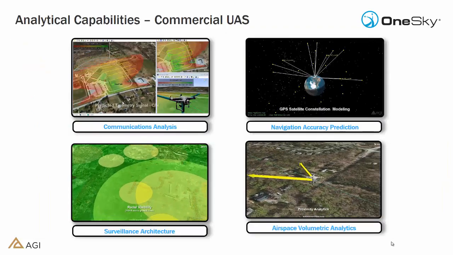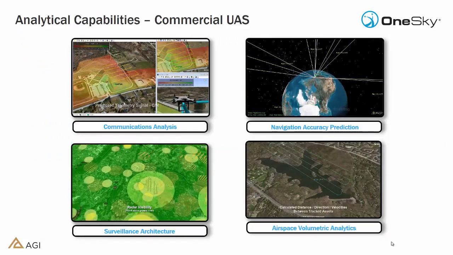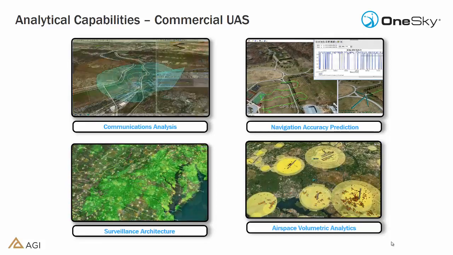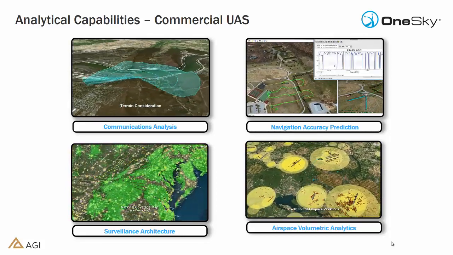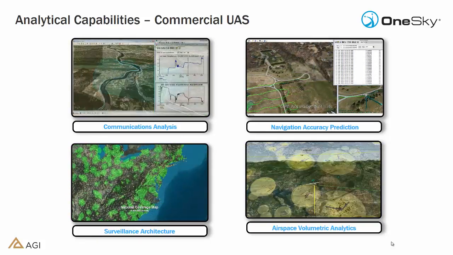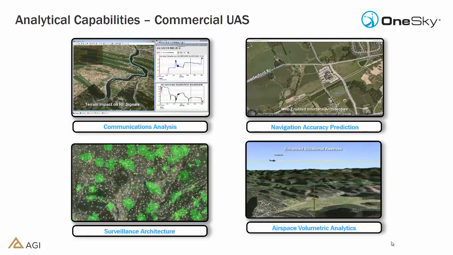So you can take some of these analytical capabilities and group them together, or bucket them into some larger groups like communications, navigation, surveillance, and even potentially just include airspace analysis there. These are necessary areas to understand and predict system performance.